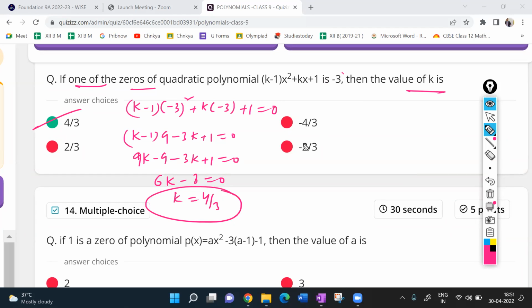Yes, sir. Yes, tell me, beta. 4 by 3. Any doubt? No doubt, sir. Sir, can I leave? This is Vishnu, sir. I actually have to go.